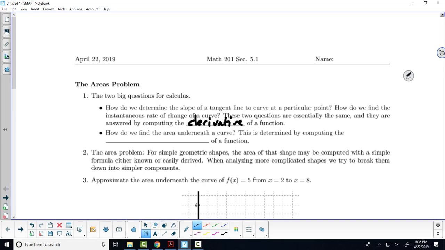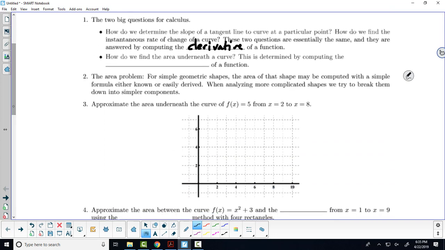So the second question that we want to talk about, and I'll try to motivate our reasoning towards the end of this lecture as to why we're interested in this, is: how do we find the area underneath a curve? And this is determined by computing what we're going to call the definite integral of a function. The word integral should be ringing a bell, but we're not quite sure how it's all connected just yet.